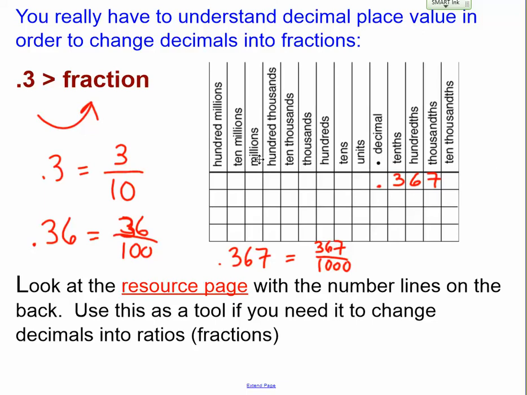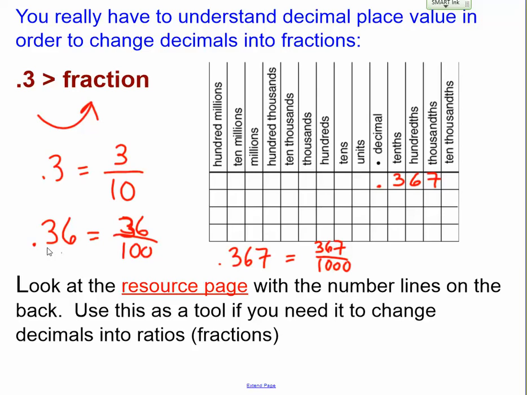Well, we reviewed the place value, and what you have to be able to do is to read this decimal, and then you write what you hear as a fraction. So I read this decimal as 3/10, and to write that as a fraction, it's 3 over 10. So as a ratio, it's also 3 to 10.